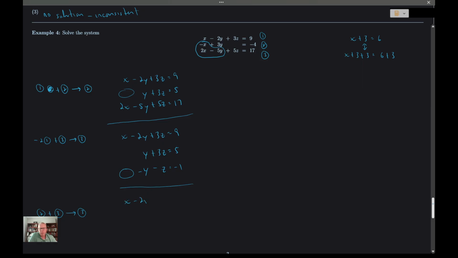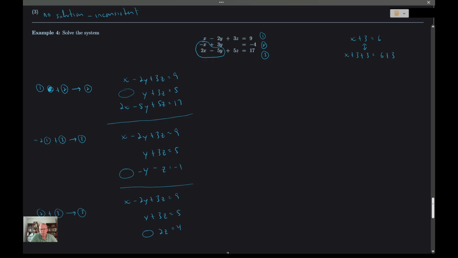x minus 2y plus 3z equals 9. y plus 3z equals 5. And then add these two. So y minus y is 0. 3z minus z is 2z. And then 5 minus 1 is 4. All right, so now we are where we need to get. We got rid of that one, so now we are where we need to be.